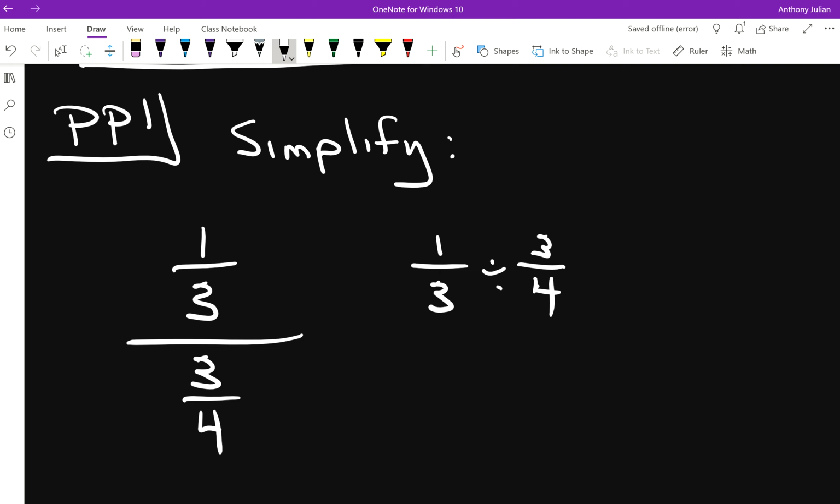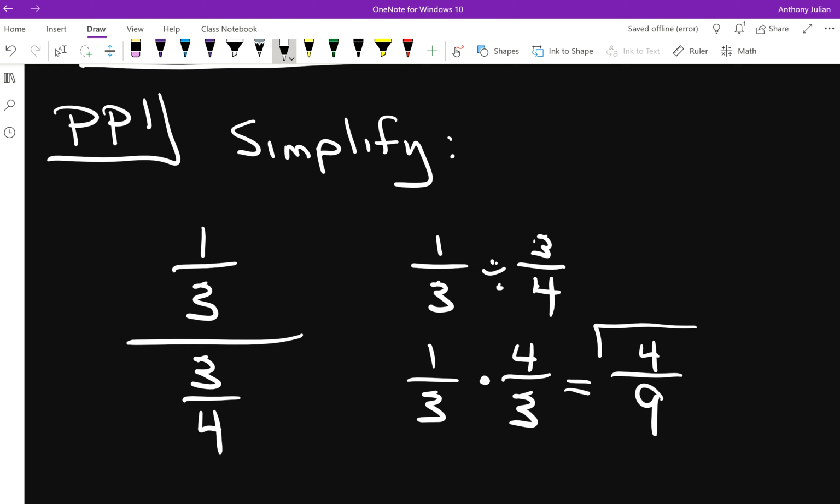And now I can go back and do the keep, change, flip thing that we learned in a previous section. So it's keep the first fraction, 1/3, change the sign from division to multiplication, and then do the reciprocal of 3 over 4. And that's 4 over 3. And that's what we get the word flip from. Okay, before I multiply, I want to do any canceling that I can, make the multiplication a little bit easier. I cannot, so I'm just going to multiply numerator times numerator and denominator times denominator. And so that's it.